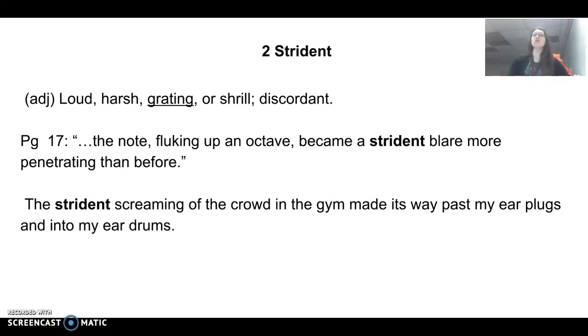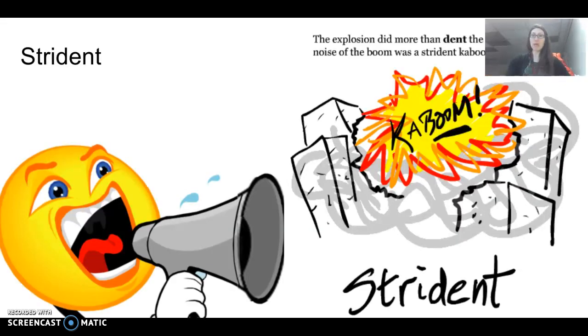The note fluking up an octave became a strident blare, more penetrating than before. Strident. The strident screaming of the crowd in the gym made its way past my earplugs and into my eardrums. Please create your own sentence using the word strident related to our novel. Circle or underline your word.